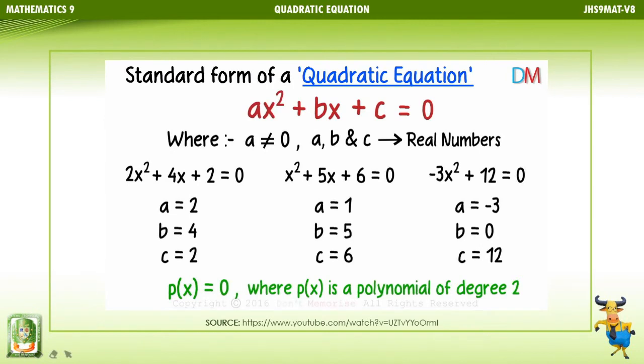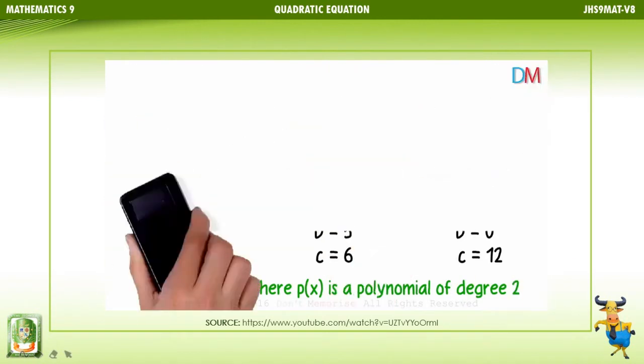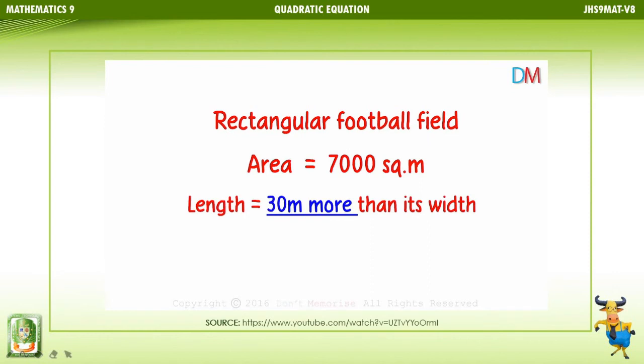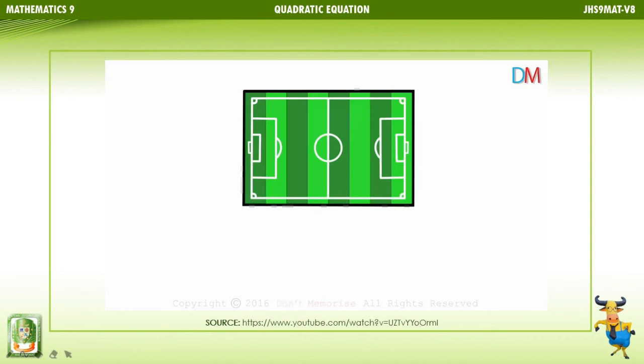Does it have any application in real life? Say you're asked to build a rectangular football field with an area equal to 7,000 square meters. And you're also told that the length of the field should be 30 meters more than its width. How would you build the field? Say this is the rectangular field. Its area is 7,000 square meters.